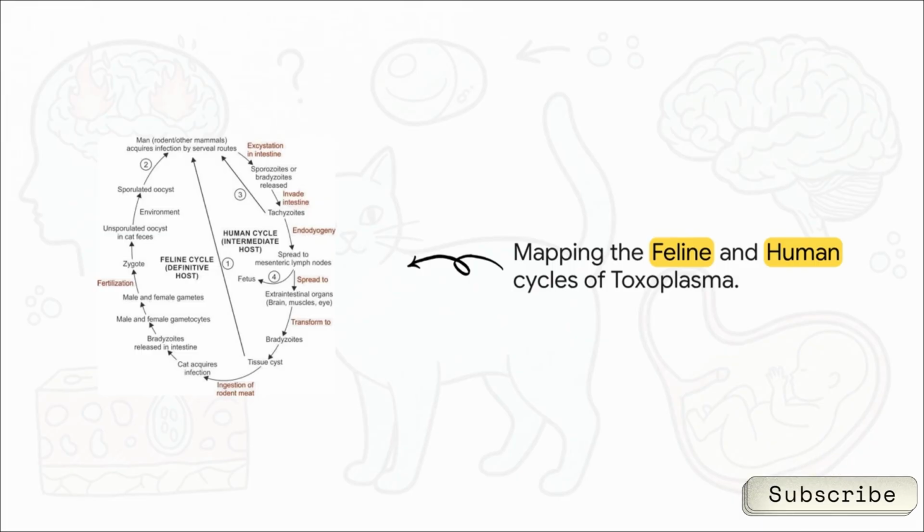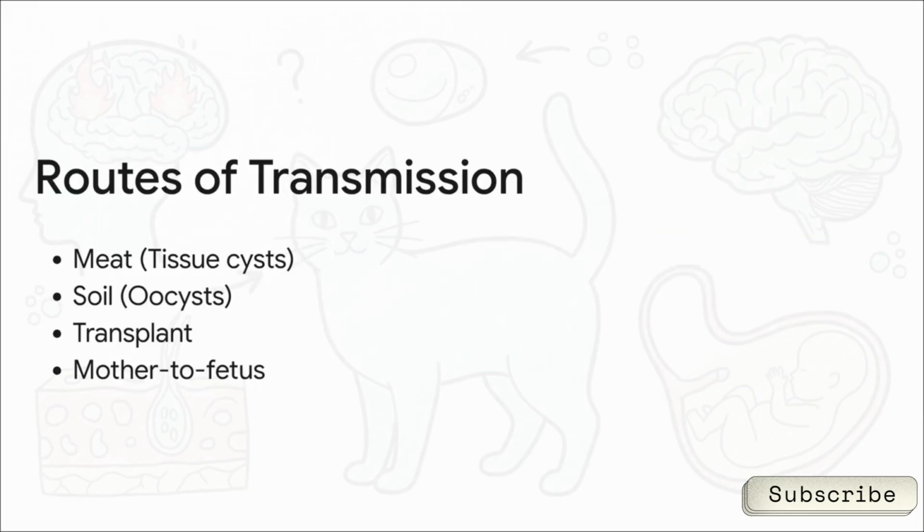Humans, along with rodents and some other mammals, act as intermediate hosts. So in us, only the asexual cycle takes place. That's where those tachyzoites multiply and eventually settle down as tissue cysts in organs like the brain. So how does it actually get into humans? Well, there are four main routes of transmission.